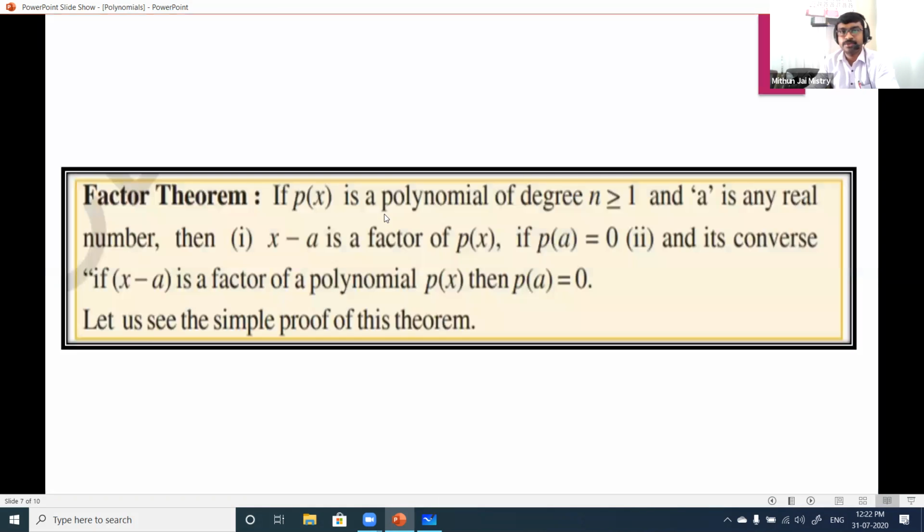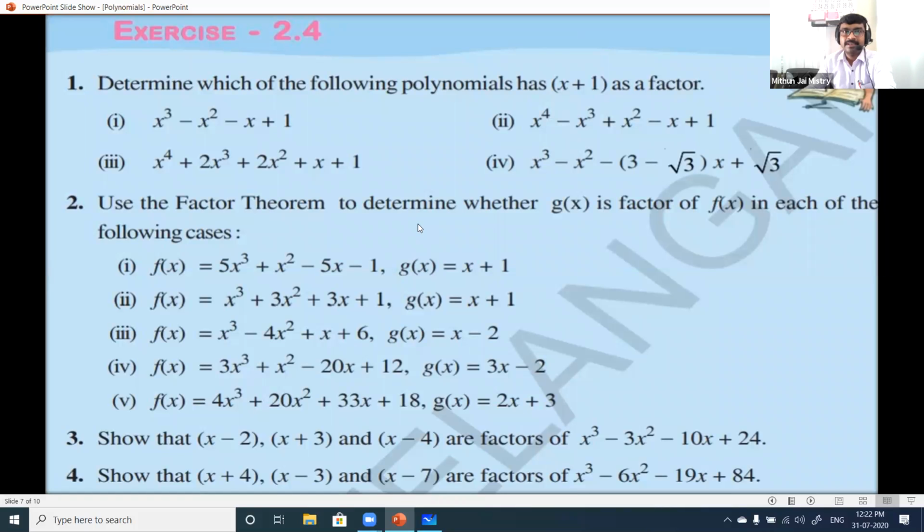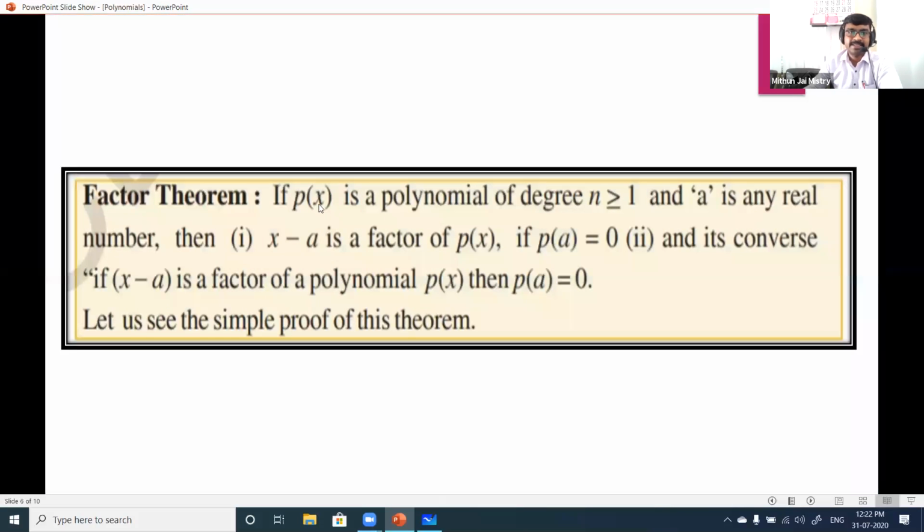Have a look once again at what it is saying. It is saying that x minus a is a factor of p of x if p of a is equal to 0. That means what? When will x plus 1 be a factor? It should be minus 1 here. If it is minus a, it is plus a. If it is minus 1, it is plus 1. If it is plus 1, it is minus 1. Please try to understand me.